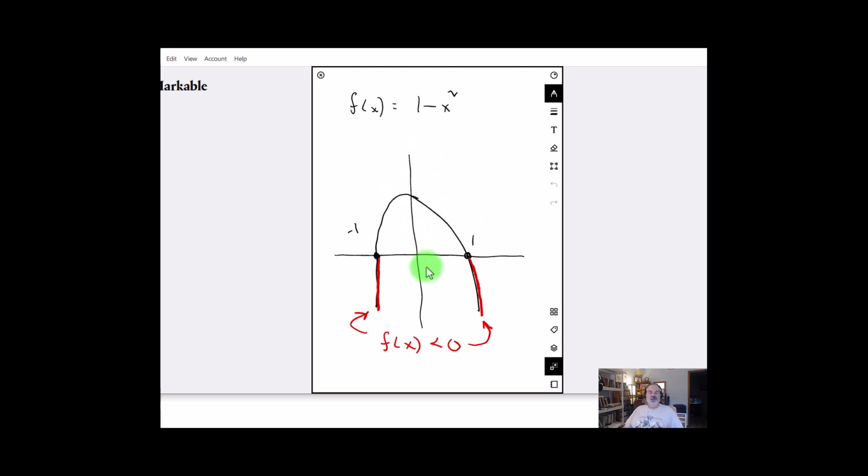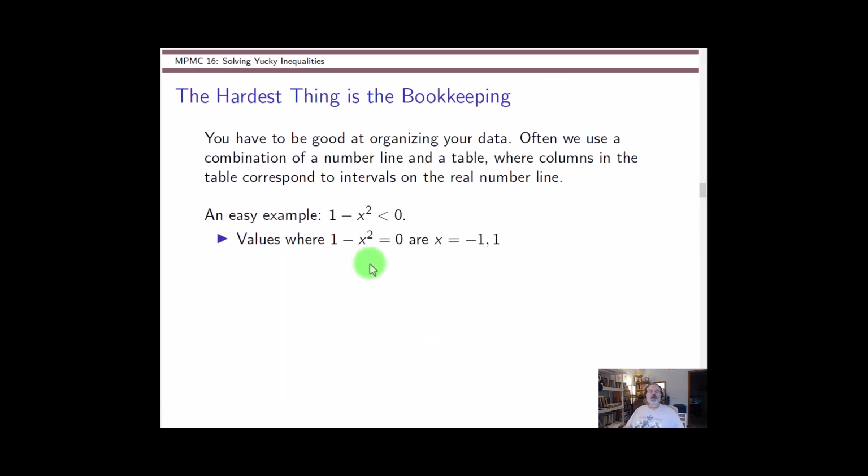Okay, so just from the picture, we already know what we're looking at when we're asking where is 1 minus x squared less than 0. But we're going to go through the process just to get used to the bookkeeping. Okay, so the values where 1 minus x squared is 0 are -1 and 1.